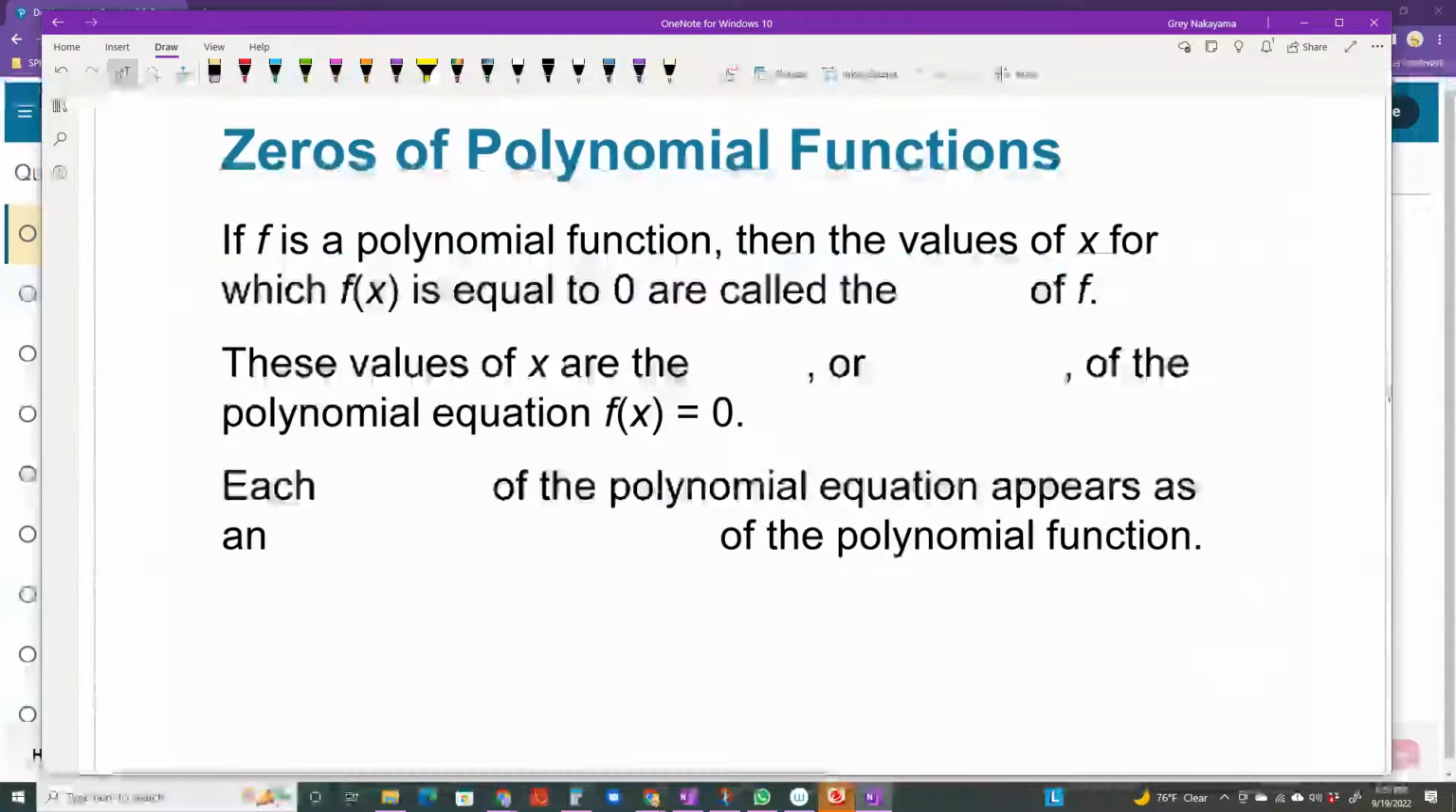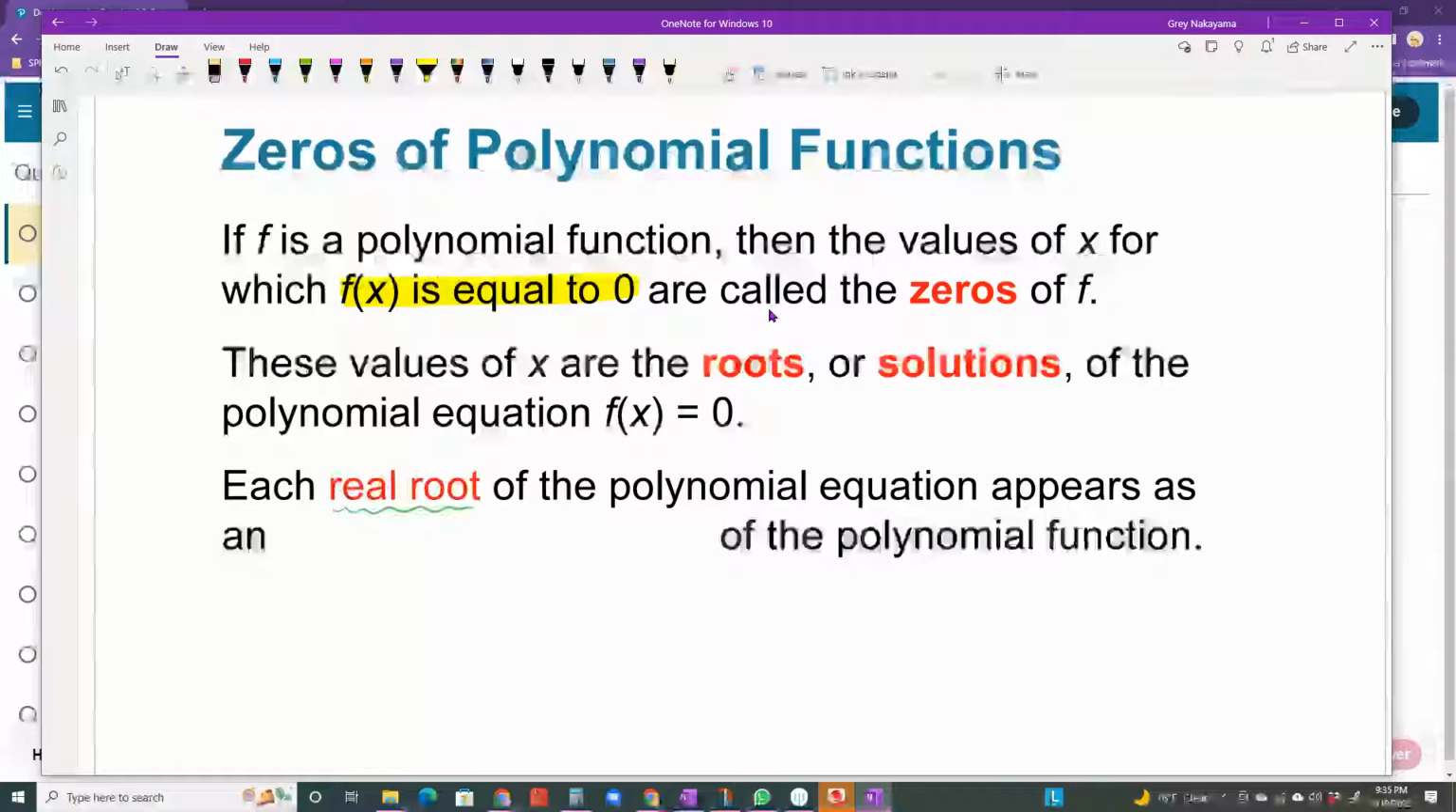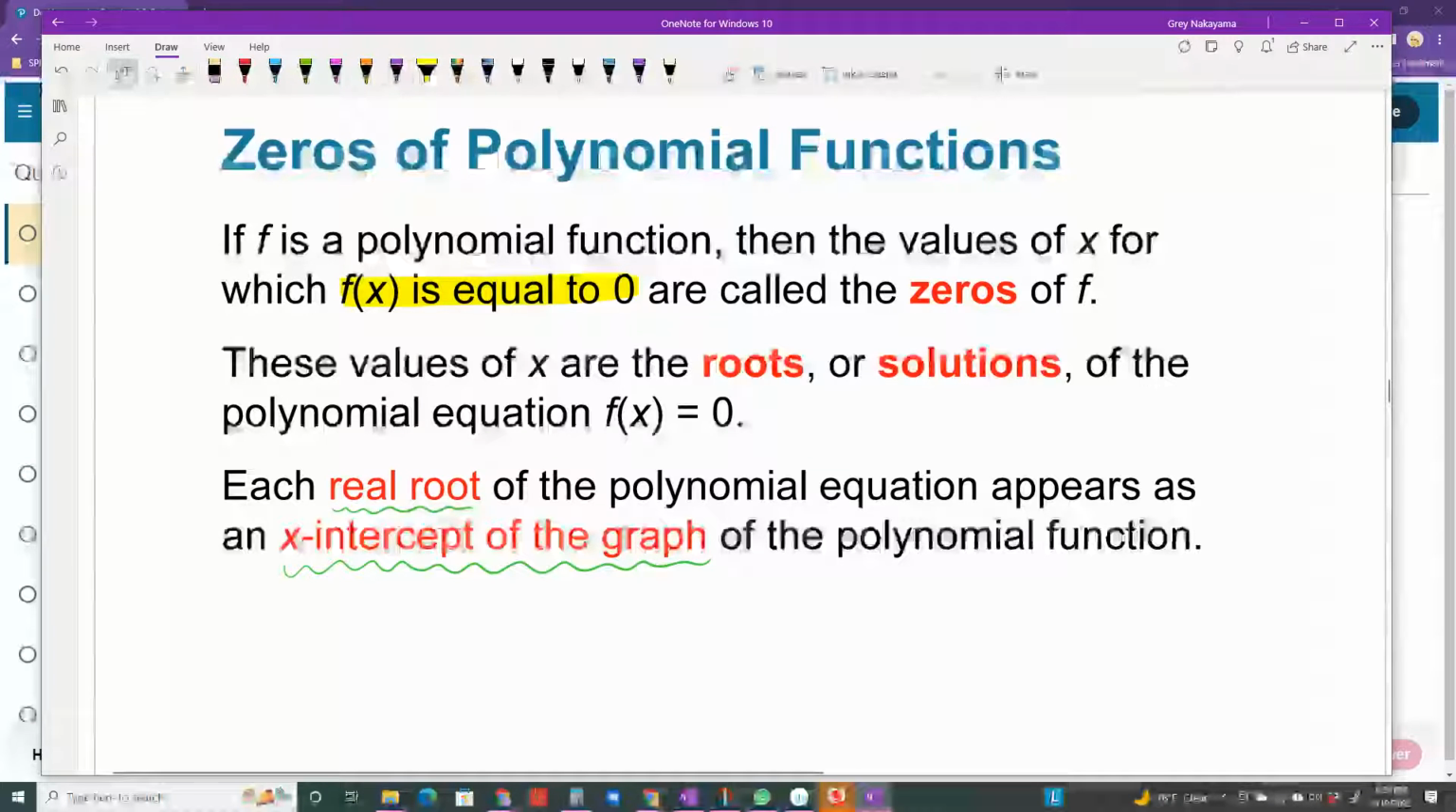Okay, next we're going to talk about the zeros of a polynomial. The zeros of the polynomial are when the polynomial is equal to 0. That's what it says right here, f of x is equal to 0. That's why they're called the zeros. But they're also known as the roots or the solutions of the related equation. Each real root of the polynomial will be an x-intercept of the graph.